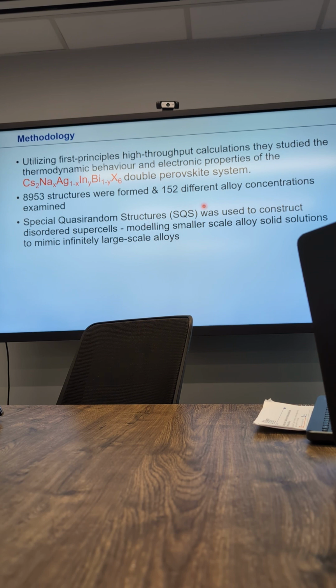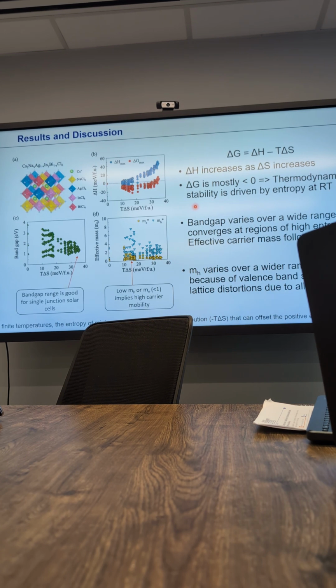But basically the idea is to construct a model system which is similar to a large-scale alloy system, and study the effects of that small model system to see how closely it matches the large-scale system. That's what they did, and they were able to get some interesting results. So I'll go straight into the results.